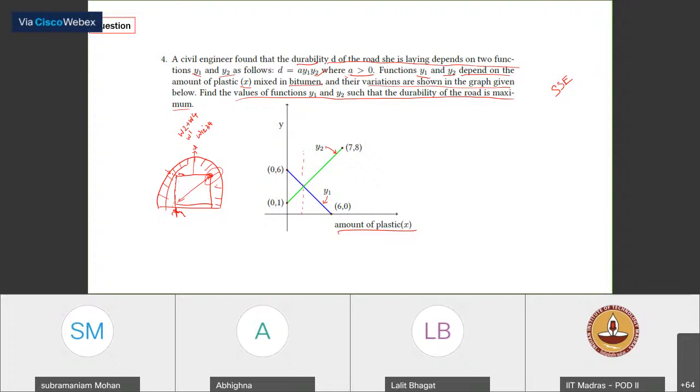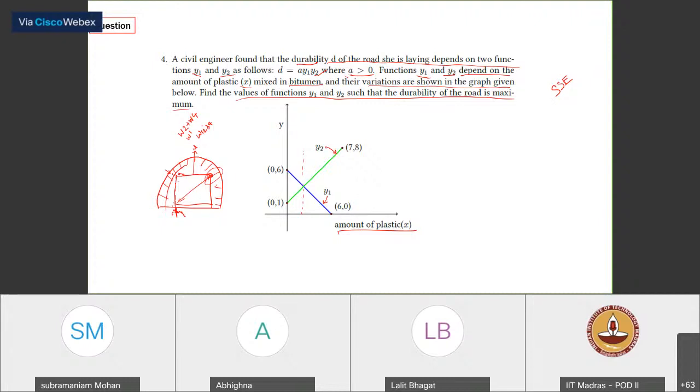And at this point, y1 and y2 has the maximum plastic. But how do you know that? That is known from the parabola only, right? Not parabola, no, because y1 is dropping after this point. And this is the only point where y1, y2 are intersecting. The y2 plastic quantity is increasing, but y1 plastic quantity is dropping after this. So you are telling that, yeah.